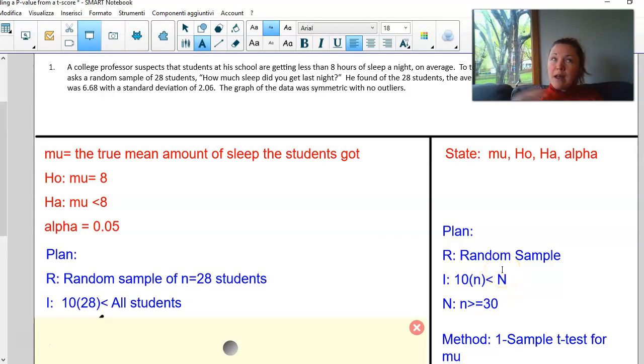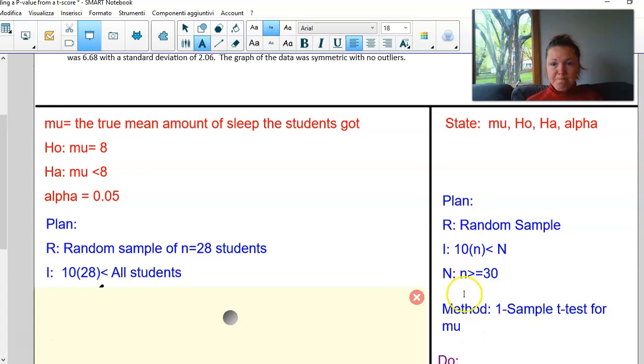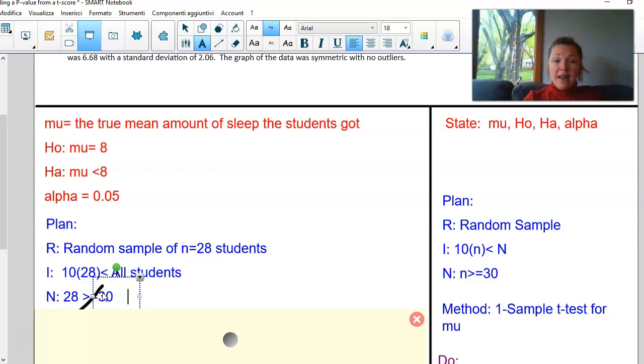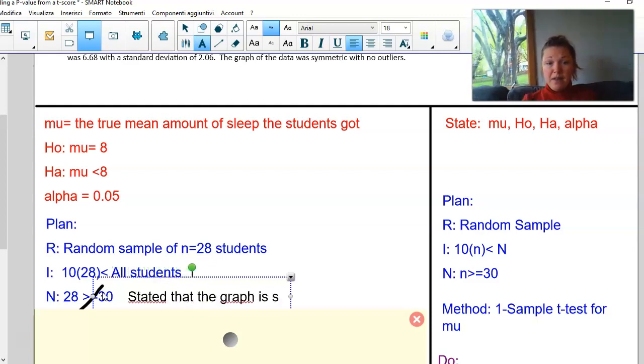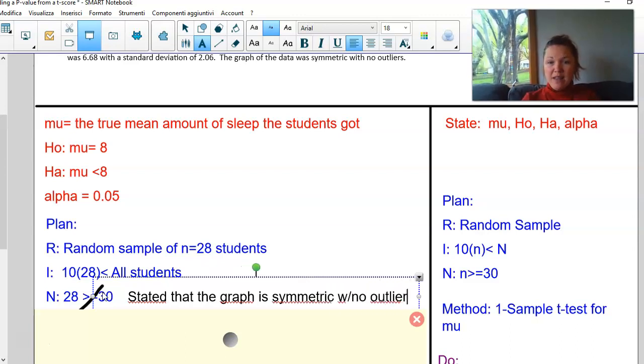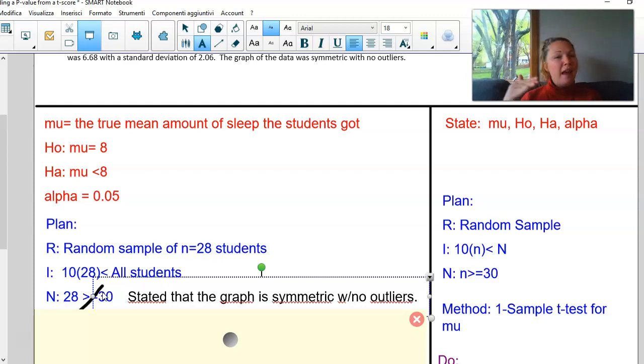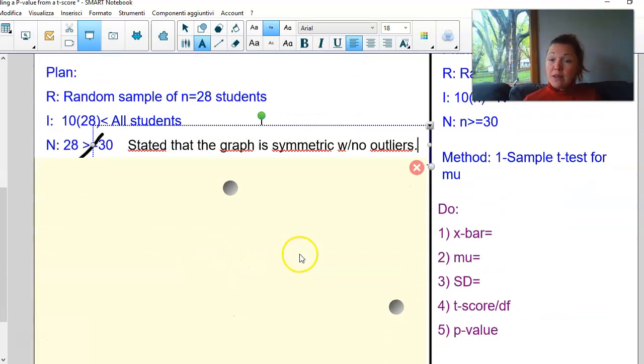I speak more in depth about it in previous videos. And then n is greater than or equal to 30. 28 is not greater than or equal to 30. So what we have to do is say that it's stated that the graph is symmetric with no outliers. We learned about that last week with the interval: if that doesn't work, there's something called the central limit theorem, and that 30 comes from that. We don't learn about that as much in regular statistics; we do that in AP and then in college. But it's okay to proceed because the t-distribution is what we call robust. As long as the graph of the distribution is symmetric, it can even be somewhat skewed, but it cannot have outliers. Okay, let's go to the do.